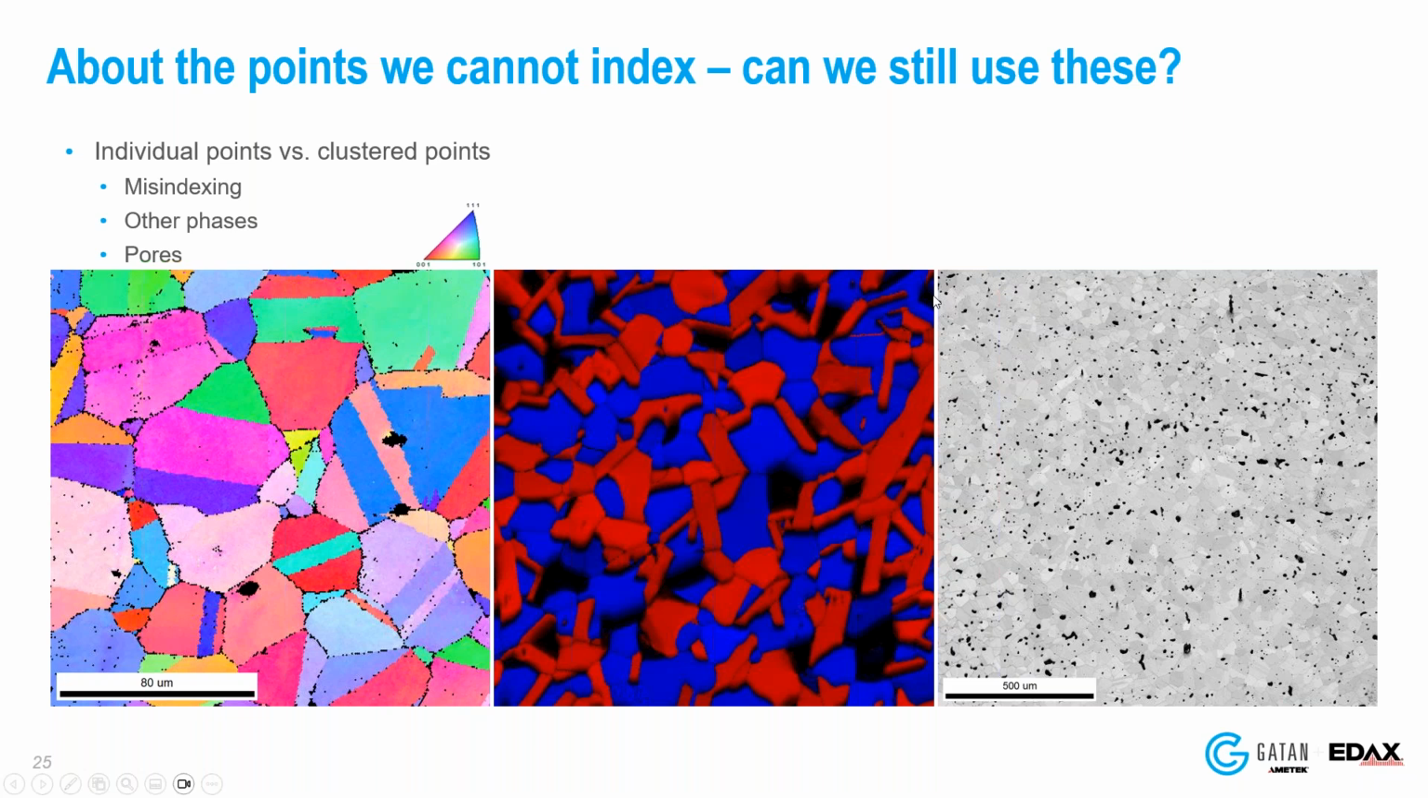Okay, so far for good data. Now, if you have collected EBSD data, there will always be points that refuse to index for whatever reason. It can be pattern overlaps at grain boundaries, there can be dirt particles, there can be pores, there can be phases in there that don't produce any patterns, etc. But we can actually still use those.